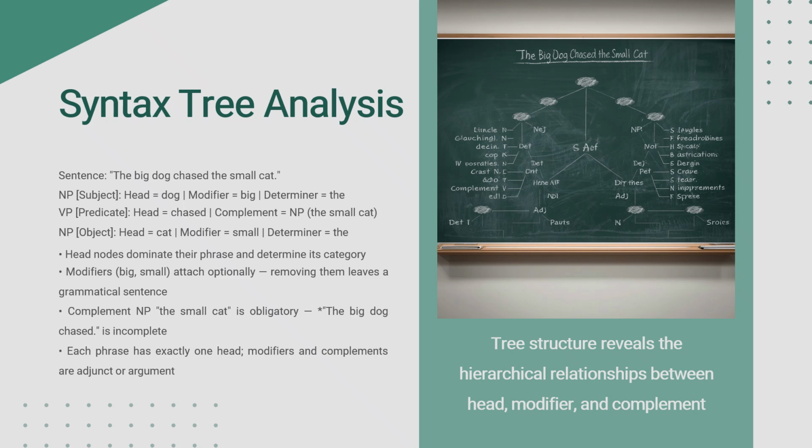So, syntax tree analysis. This slide explains syntax tree analysis. Syntax trees visually represent relationships among sentence elements. For example, the big dog chased a small cat. In the subject noun phrase, the determiner is the, the modifier is big, and the head is dog. In the verb phrase, the head is chased and the complement is a small cat. In the object phrase, the modifier is small and the head is cat. Syntax trees are useful because they show that language follows structure rather than randomness.